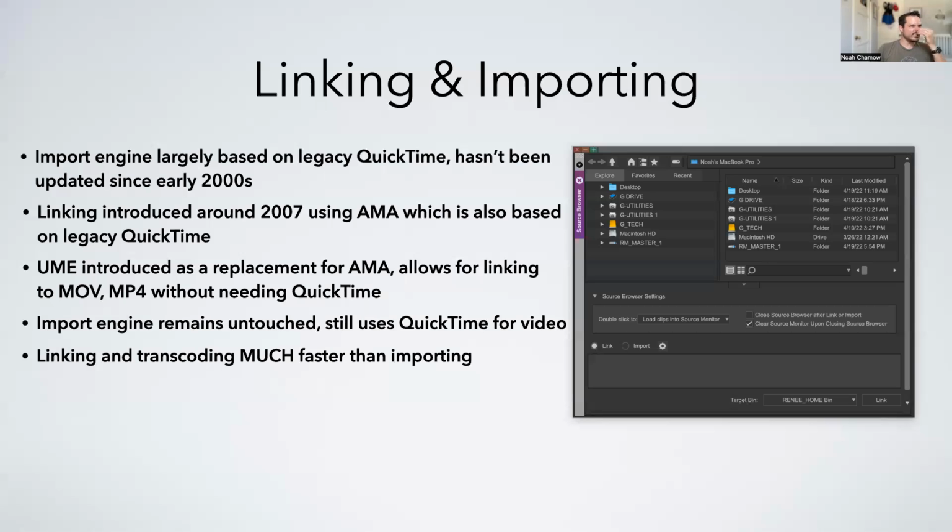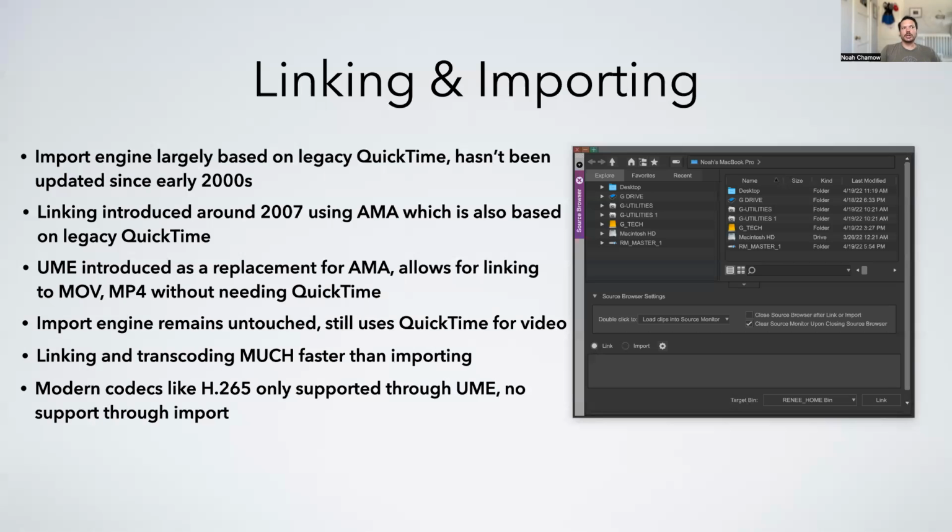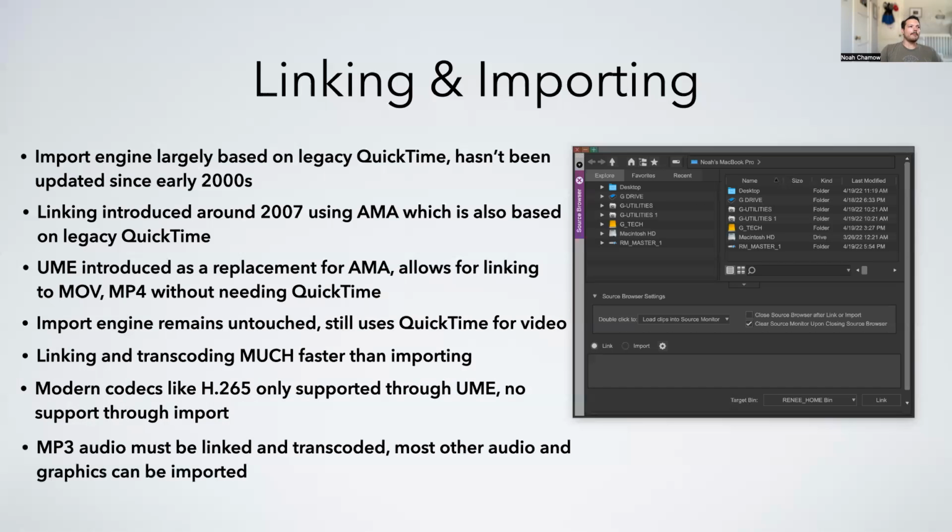As I said before, because of their relative ages, linking and transcoding is much faster than importing. In addition to that, modern codecs like H.265 are only supported through UME. There is no support through import. So if you try to import an H.265 file in Avid, it will not work because the import engine is old, has not been updated. I don't believe Avid plans to update it because, as I said before, QuickTime is also considered end of life, but it's still there.